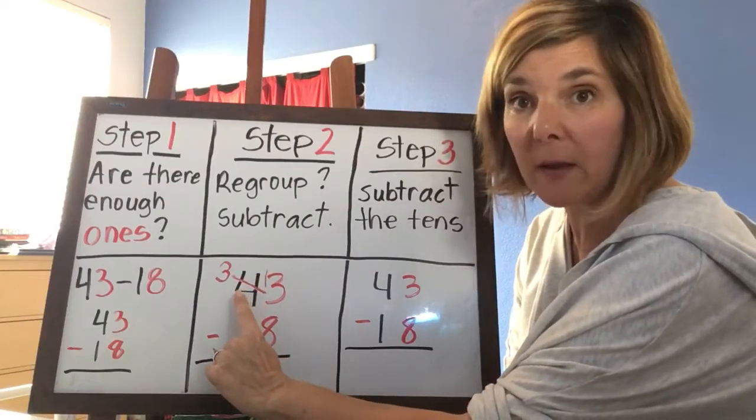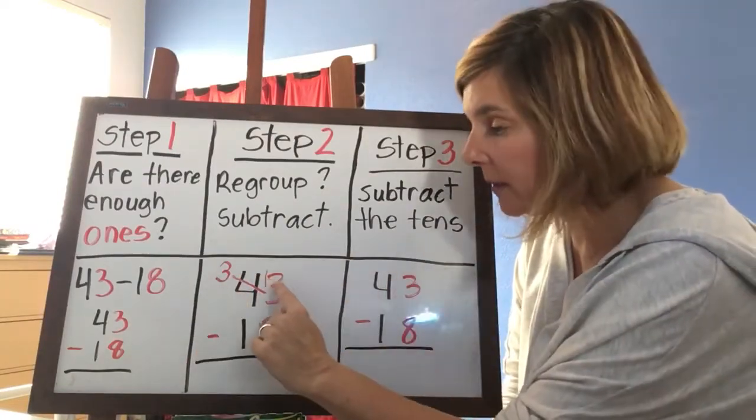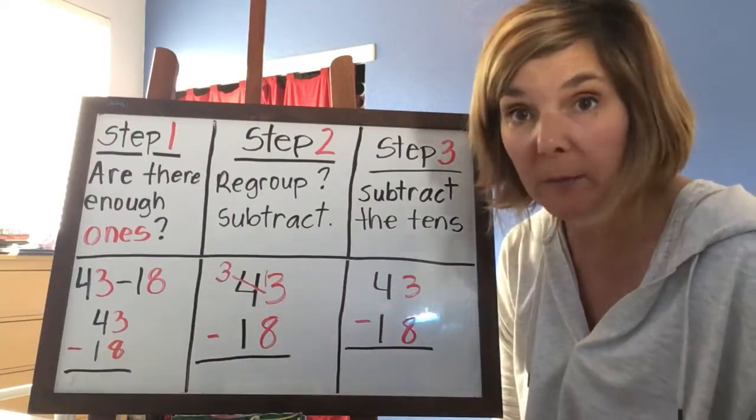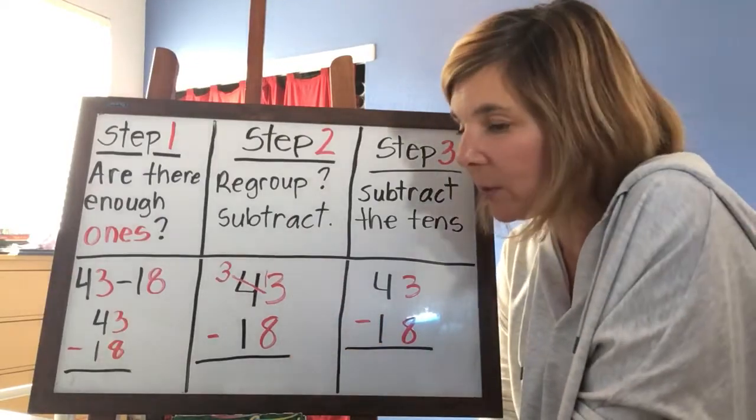I took from my 4 and I made it a 3. And I moved that 1 next to the 3. I squeezed it in there. So let's read the problem again now. 13 take away 8. Can I take 8 away from 13?